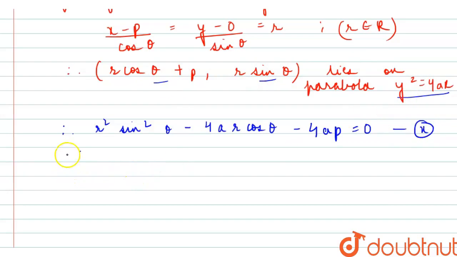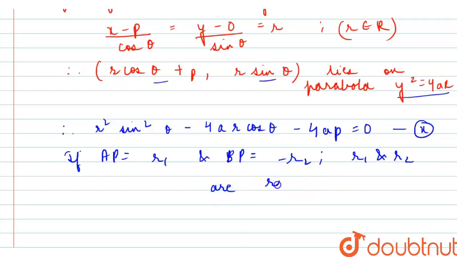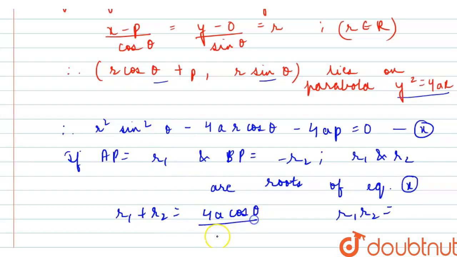So now if I assume AP is equal to R1 and BP is equal to minus R2, then R1 and R2 are roots of equation x. So in that case, what are the sum of roots, R1 plus R2? Let's find the sum and the product of roots. So the sum of roots is generally minus b upon a. So here it would be 4a cos theta upon sine square theta. This is sum of roots, and the product of roots is minus 4ap upon sine square theta.